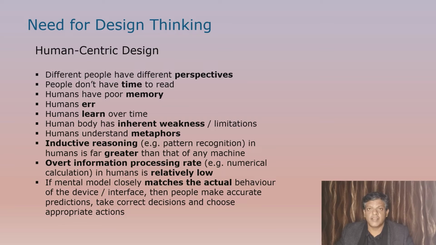Humans understand metaphors, and humans can recognize patterns much better than any machine. That's called inductive reasoning. And overt information processing rate, that is numerical, arithmetic, or mechanical operations and calculations, in humans is relatively low as compared to machines. That's why we are seeing the emergence of artificial intelligence. Now, if the mental model matches closely with the actual behavior of the device or the interface, then people can make accurate predictions, take correct decisions, and choose appropriate actions.